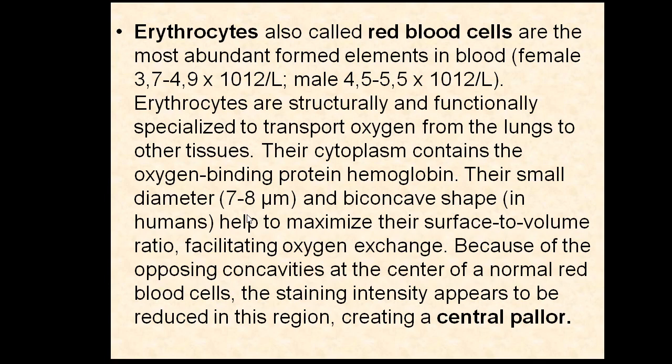The first line in hemogram is occupied by the erythrocytes, also called red blood cells. Their count depends on the sex. Female has less than male. Female 3.7 to 4.9 times 10 power 12 cells in 1 liter. Male 4.5 to 5.5 times 10 power 12 cells in 1 liter.